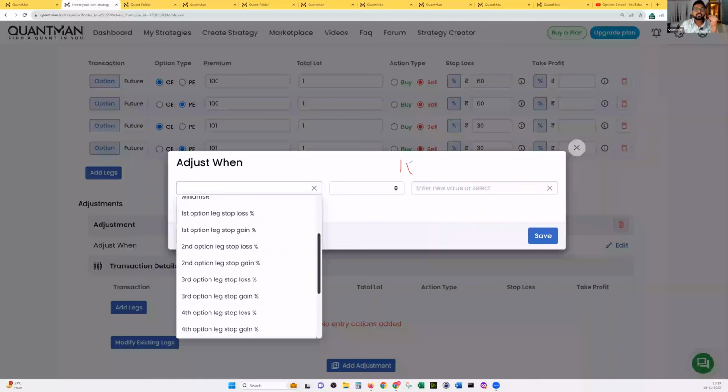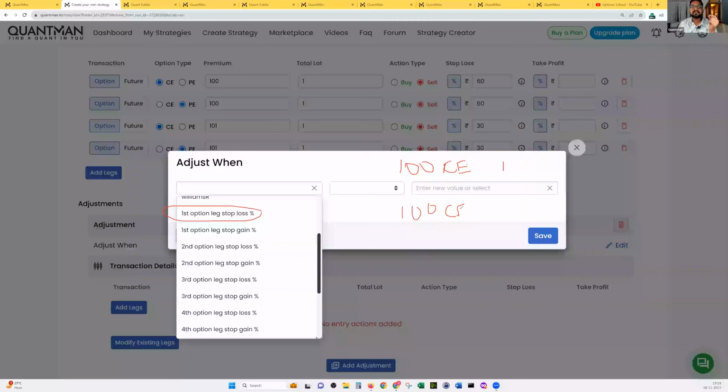I just sold a 100 rupees call option. Whenever it comes to the first leg option, like stop loss percentage, it goes to 20% of stop loss. What I say is, if my 100 rupees of premium goes to 20% of stop loss, I need to sell another 100 rupees call option.